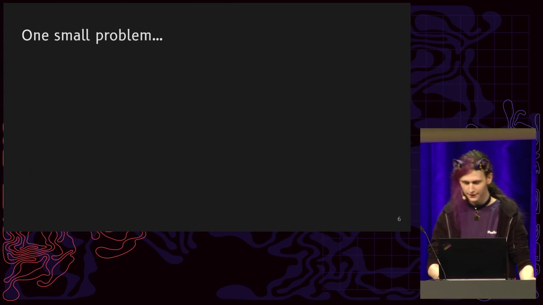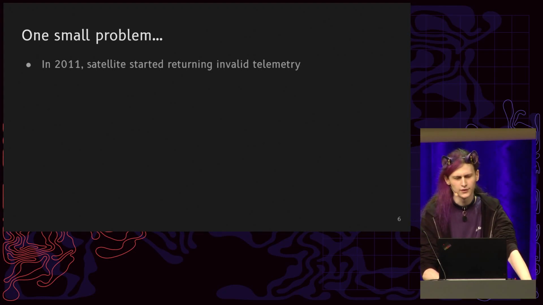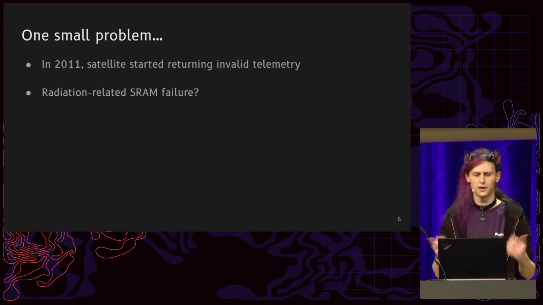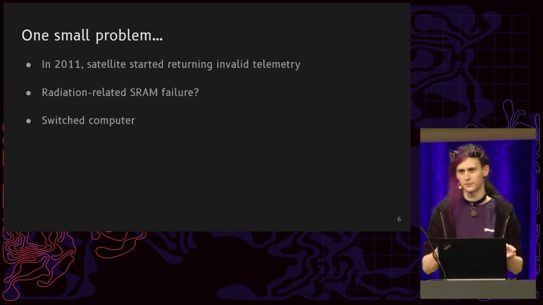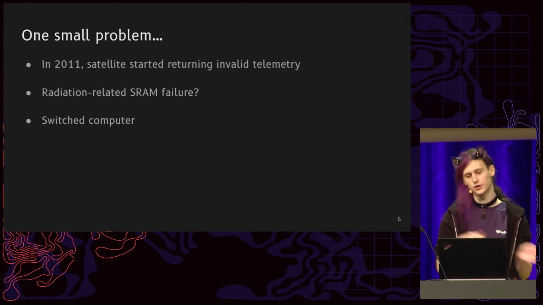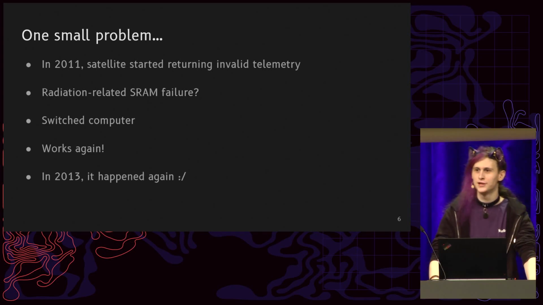One problem: in 2011, after the primary mission, it started returning invalid data, so nothing useful. They did some diagnosis and determined that maybe this was a radiation-related failure, because in space there's more radiation, so sometimes parts fail. So they switched computers. They had 2 computers on board for redundancy, for precisely this reason, and they switched to the other one, and it worked again. Perfect. Then it happened again in 2013, and they were out of computers.